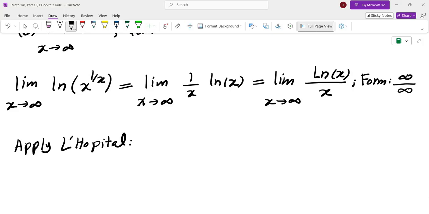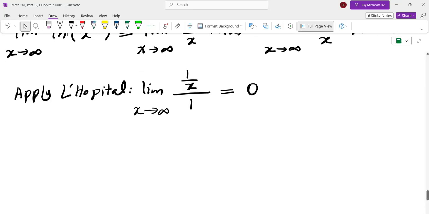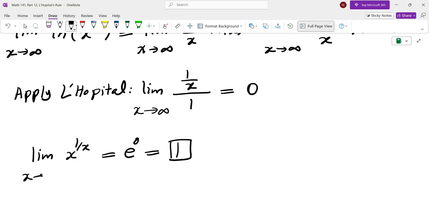So that means we have to differentiate the numerator, that gives us 1 over x, differentiate the denominator, that gives us 1, and as x approaches infinity, that becomes 0. But again, we took the natural log, so we have to take exponentiation here now. So the limit of x to the power of 1 over x is e to the power of 0. So the answer is in fact 1.